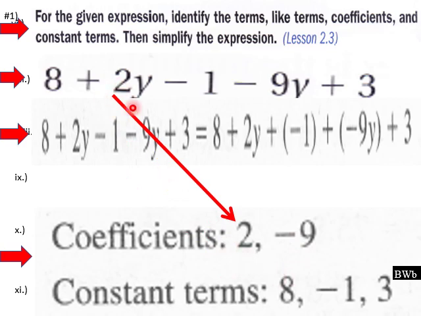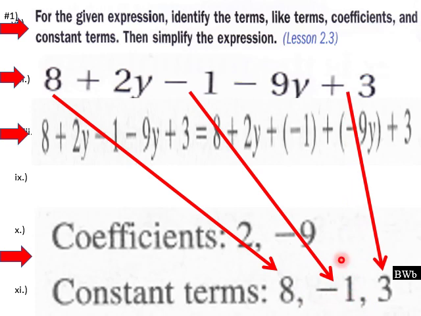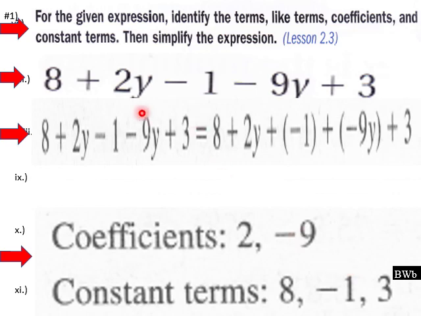And then coefficients here. 2 is a coefficient. And then negative 9 is a coefficient of y. And then constant terms again are 8, negative 1, and 3. So those are constants. Negative 9 is a coefficient for negative 9y. Okay, and then 8 is a constant, negative 1 is a constant, and then 3 is a constant. Okay, so now we're back to combining this expression to simplify it.